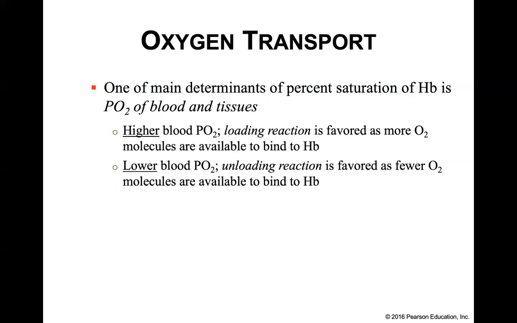One of the main determinants of percent saturation of hemoglobin is the partial pressure of oxygen of blood and tissues. With higher blood PO2, the loading reaction is favored as more oxygen molecules are available to bind to hemoglobin. With lower blood oxygen, the unloading reaction is favored as fewer oxygen molecules are available to bind to hemoglobin.